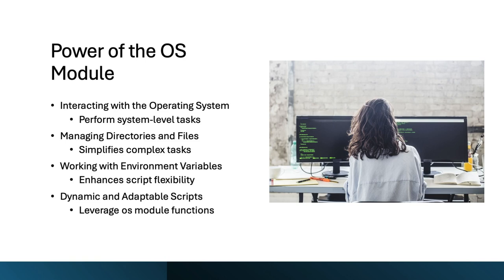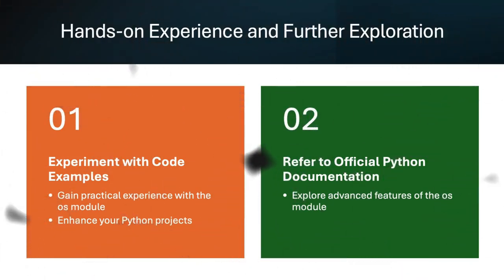The os module in Python is essential for system-level tasks. It helps manage directories, files, and environment variables, making scripts more dynamic and adaptable. To wrap up, the OS module in Python is a versatile tool for handling files, directories, and system-level tasks with ease. By mastering its key functions, you can automate workflows and interact with your operating system seamlessly. Keep practicing, and you'll unlock the full potential of Python for system programming.